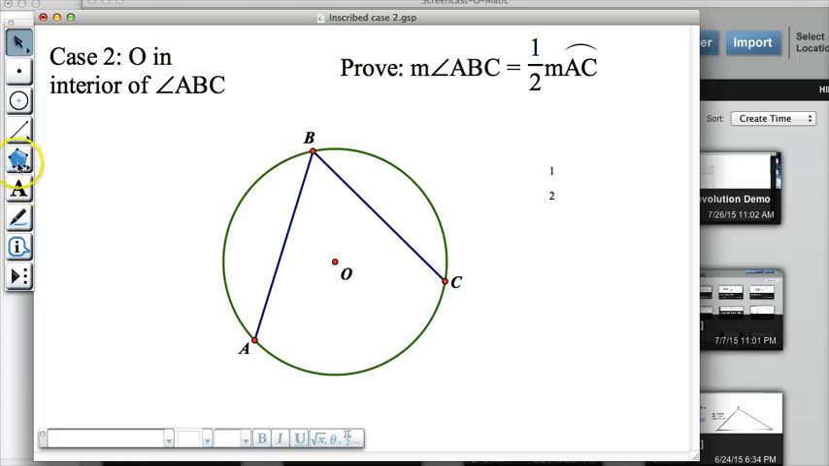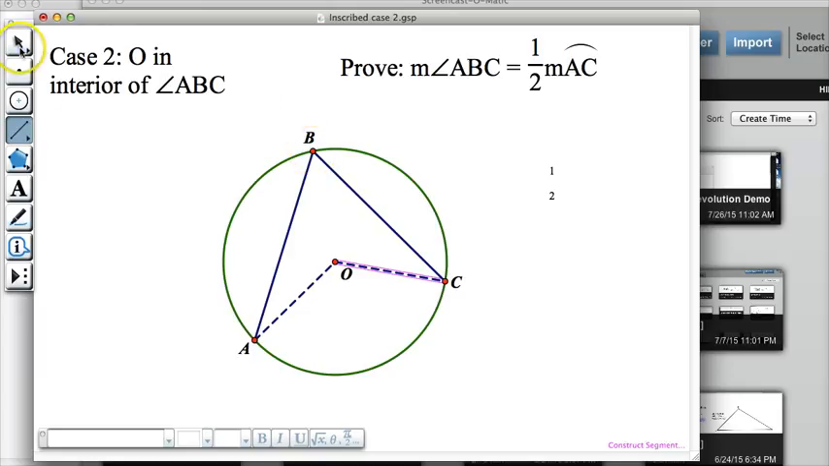So again, auxiliary segments are an overarching theme in this lesson and actually in this unit. So the segments I'm going to introduce are segment AO and also segment OC. And then I'll want a segment that goes from B through O and lands on the circle.